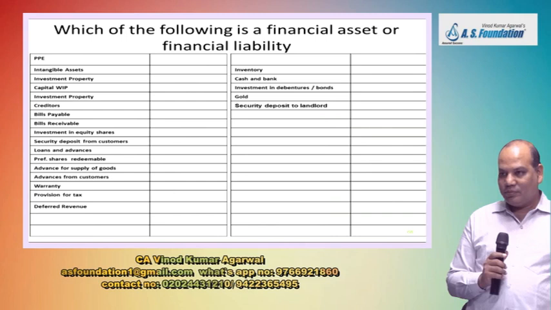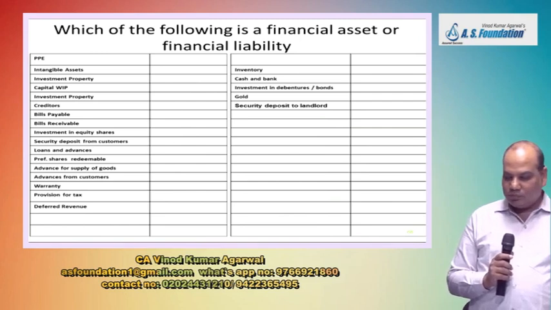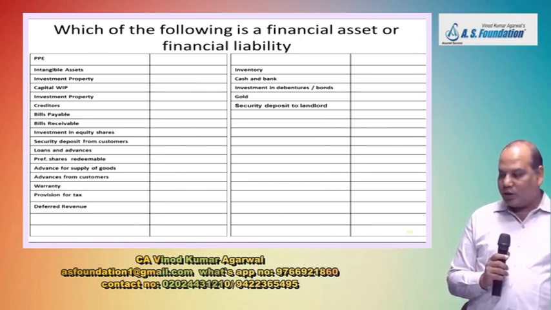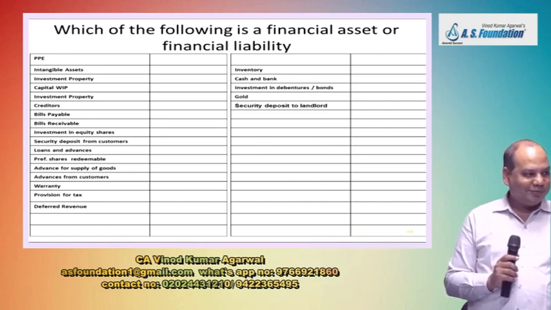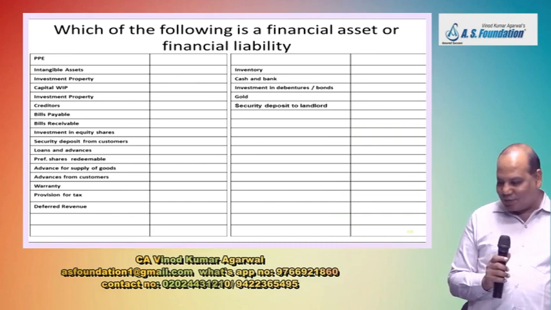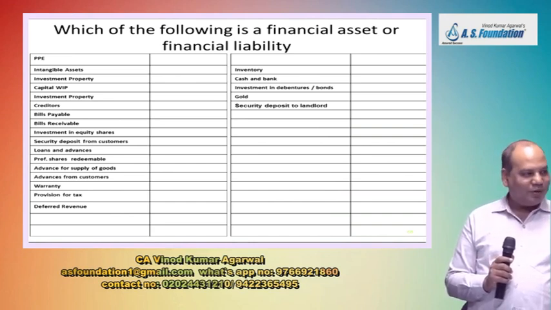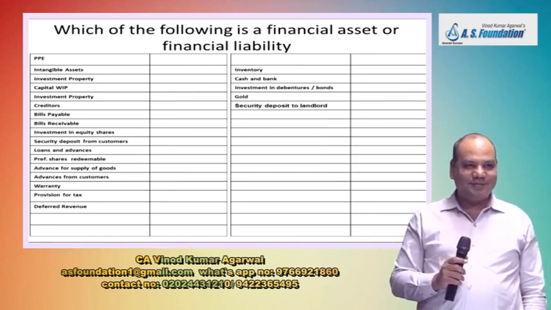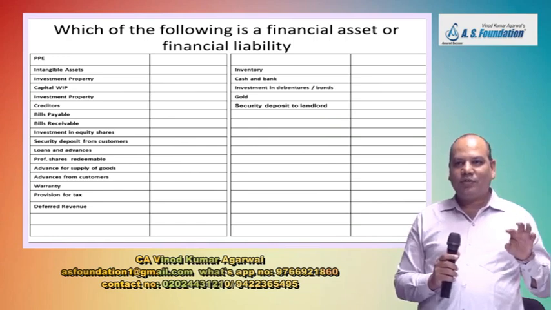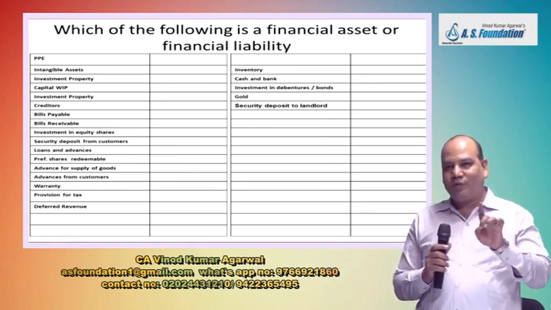inventory, cash and bank, investment in debentures / bonds, gold, security deposit to landlord. Okay. How many are there? Have you counted? 21. Is it 21? So we'll check tomorrow how many of you get 21 right. So you have to write financial asset, financial liability, none of the two. Okay.